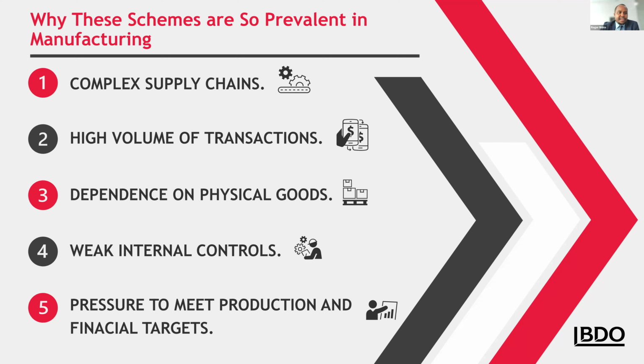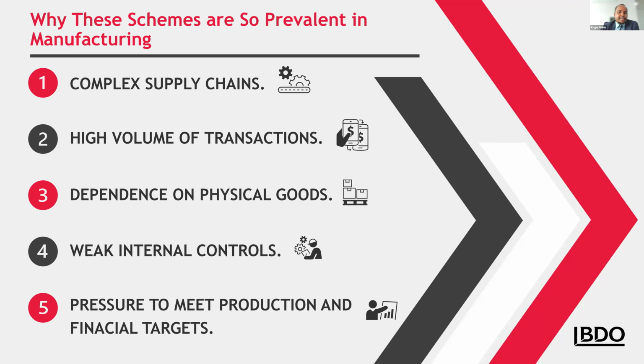The next reason why the schemes are very common is the high volume of transactions. Manufacturing operations usually involve a very large number of transactions, starting from raw material purchases to machinery maintenance and even shipping logistics. This large volume makes it very easy for fraudulent transactions to go unnoticed. For example, the inflated invoices that we talked about, or even the fictitious vendors, can all be buried in the legitimate payments, making them much harder to detect or delaying their detection.